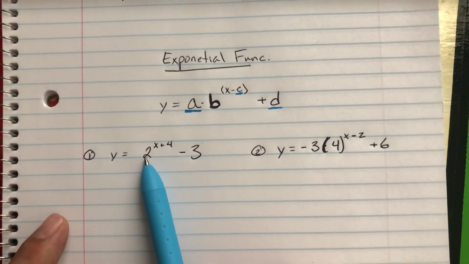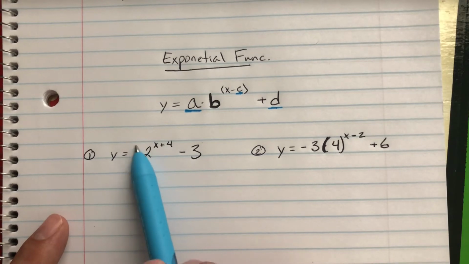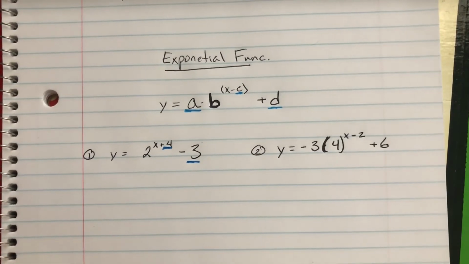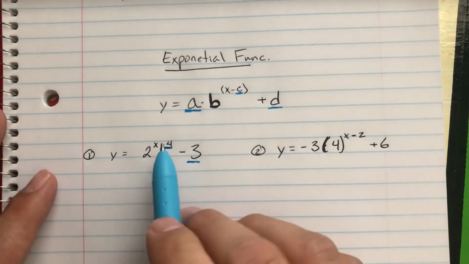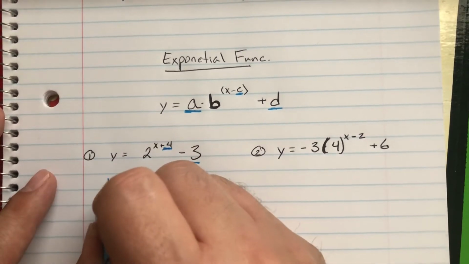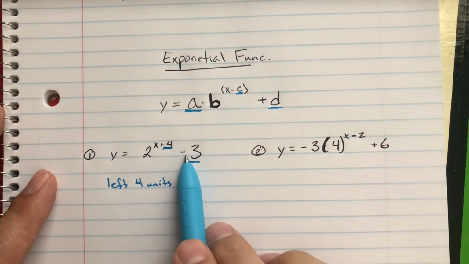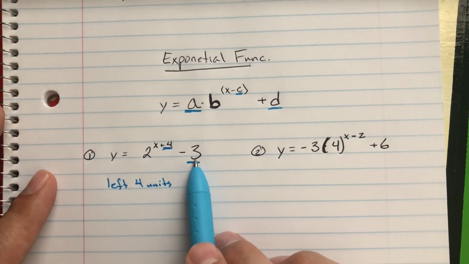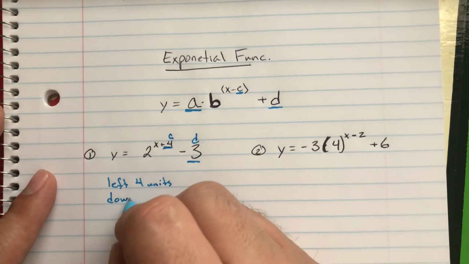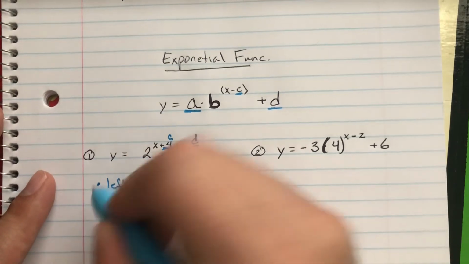Here my B value is 2. So I ask myself, do I have an A value? There's nothing there, so there's no transformation with an A. So this is my C value, this is my D value. So all we have here are two transformations. So we have +4. So +4 means we shifted left 4 units. And then the -3 out here, this is our D value. So one more time, that was C, this is D. -3 tells us we shift down 3 units. And so these are my two transformations.